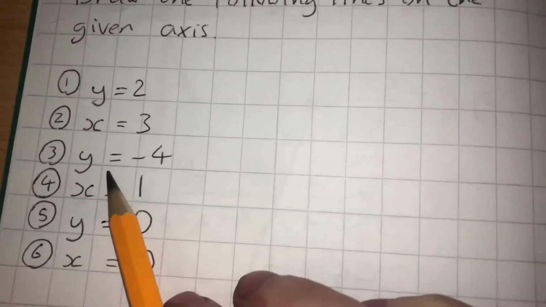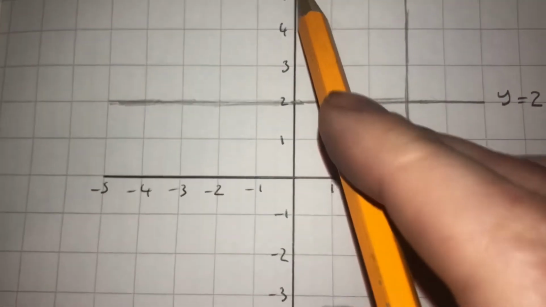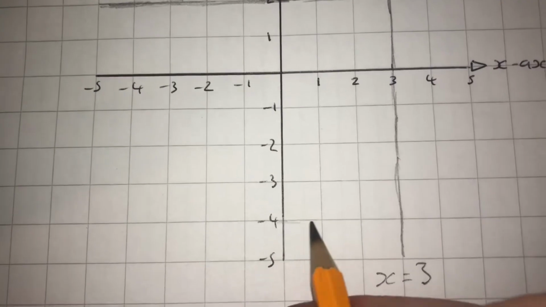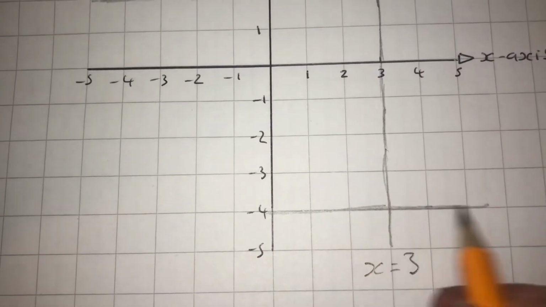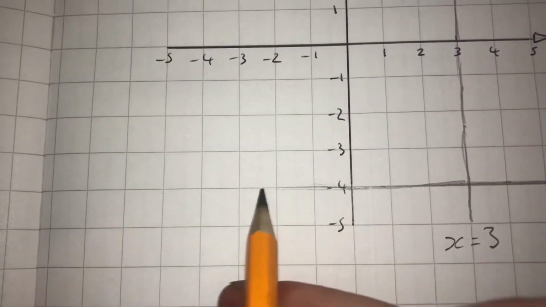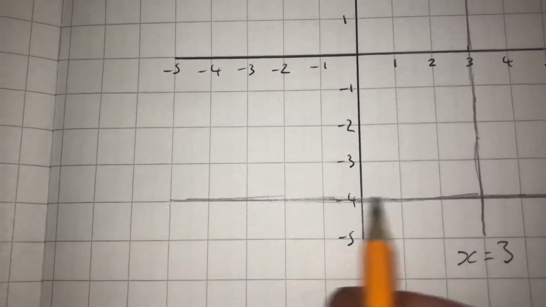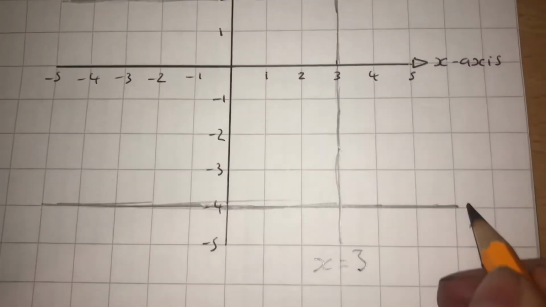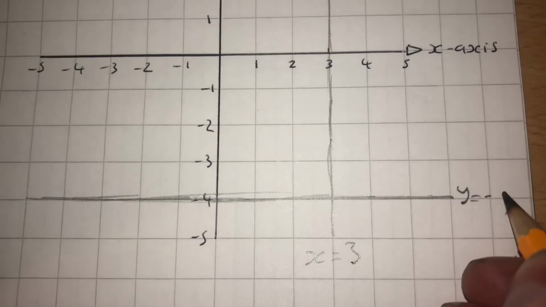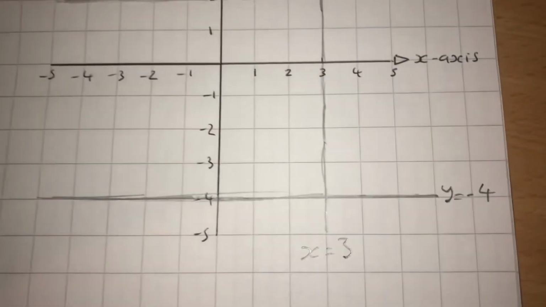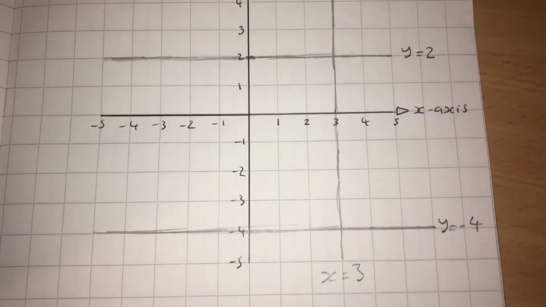So the next one is y equals minus 4. So we're going to the y-axis and we're finding minus 4. Again, just like the previous y equals one, that's what we end up with. So that is the line y equals minus 4. And I'm just labeling these as I go along to help you as well. And it's always a good idea to label the line after you've drawn.